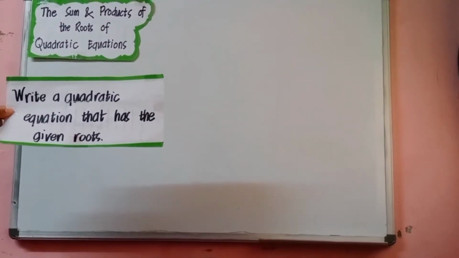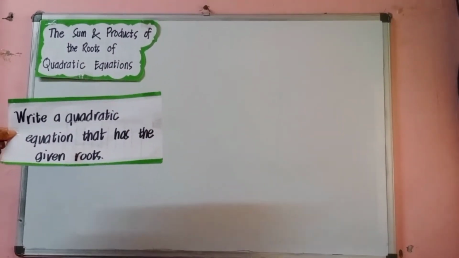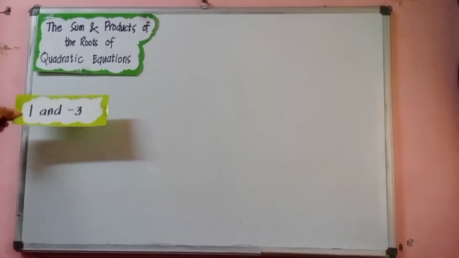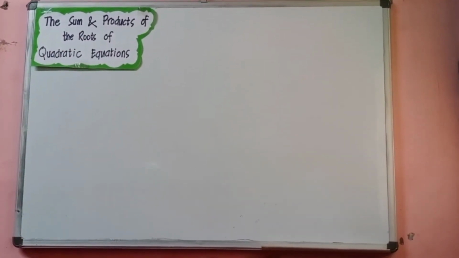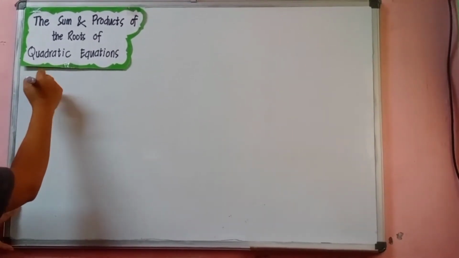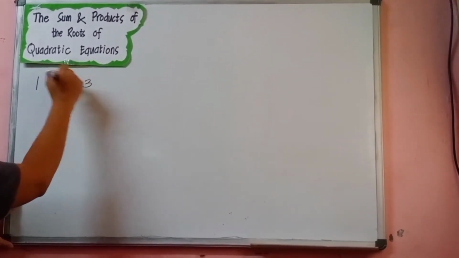Write a quadratic equation that has the given roots. How do we do this? Now, for example, if we have 1 and negative 3 as the roots of a quadratic equation, there are two methods. The first method is what? The given is 1 and negative 3.